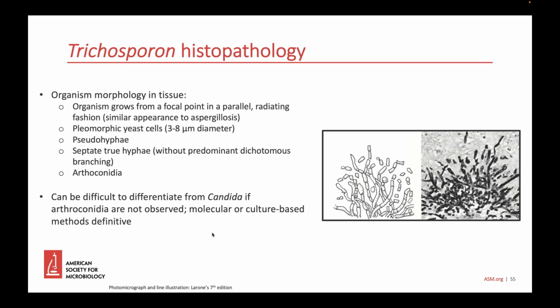So what about the histopathology? It can resemble aspergillosis. The organism grows from a focal point in a parallel, radiating fashion. But what differentiates it from aspergillosis is that you'll see pleomorphic yeast cells, pseudohyphae, and septate true hyphae, without predominant dichotomous branching. Dichotomous branching is associated with aspergillosis. And you'll also see arthroconidia. It can be difficult to differentiate Trichosporon from Candida if arthroconidia are not observed, at least in tissue. And so you may need molecular or culture-based methods to be definitive.